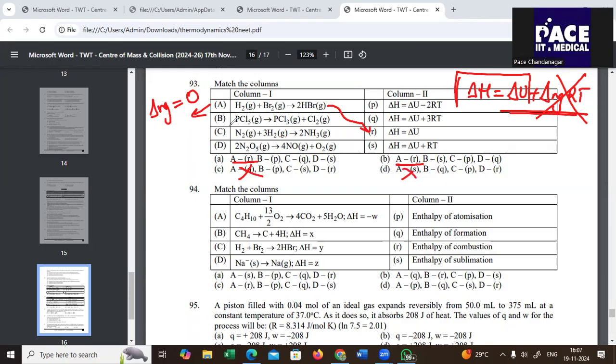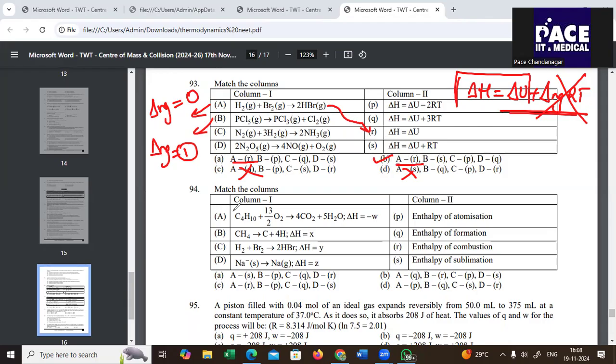Next, B. Second one, your gas, definitely. Delta Ng value: product side is 1 and 1, 2 minus 1, which is 1. So it will be with S. B with S. Option B. Khatam kahani. Right? B with S. Please validate the rest all also.